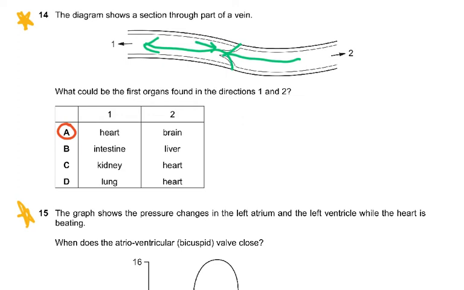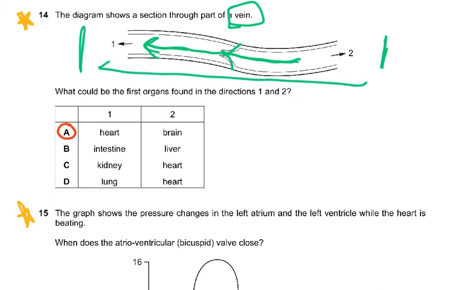The valves close and prevent backflow. So this is what you have to understand. What was it? In which direction was it? Now, this is a vein. It says it's a vein. So you have to understand what would be here and what would be here. So the direction has to be from here to here. So you need to write all this.